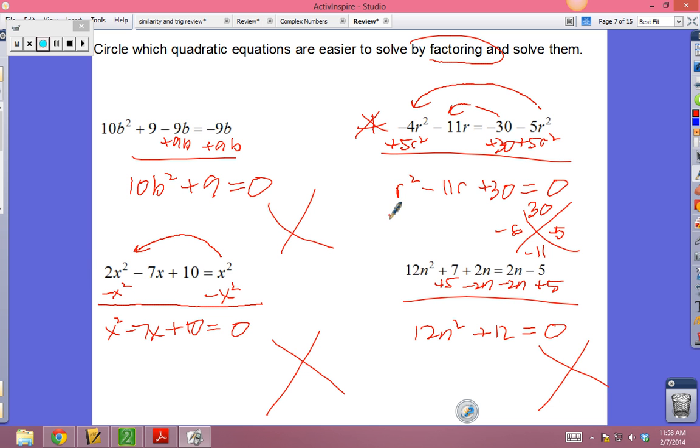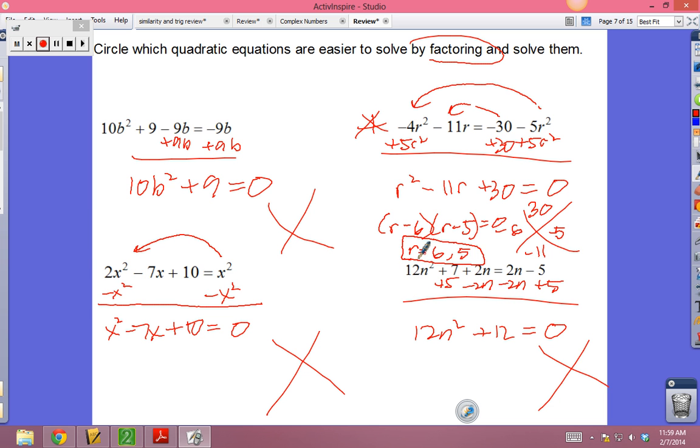So now look at this. It's going to be R minus 6 times R minus 5 equals 0. So what does R have to be? R has to be a positive 6 or a positive 5. How come they have to be positive 6 and positive 5?